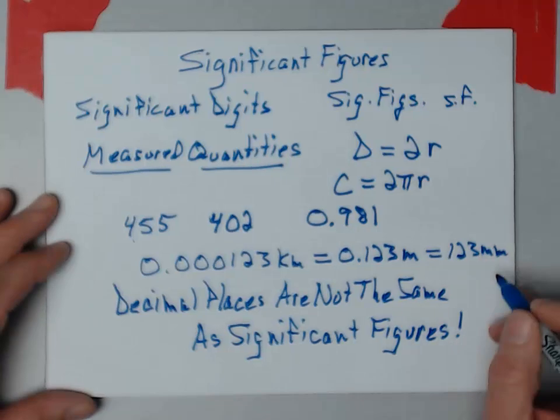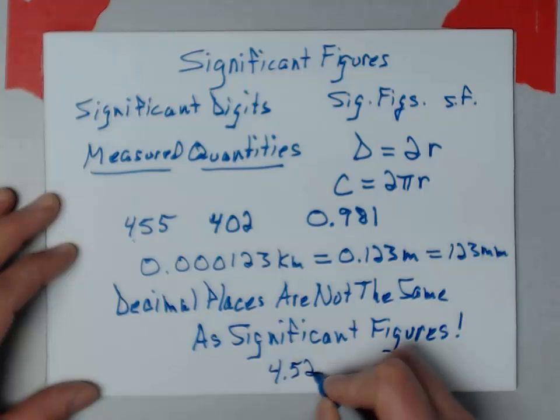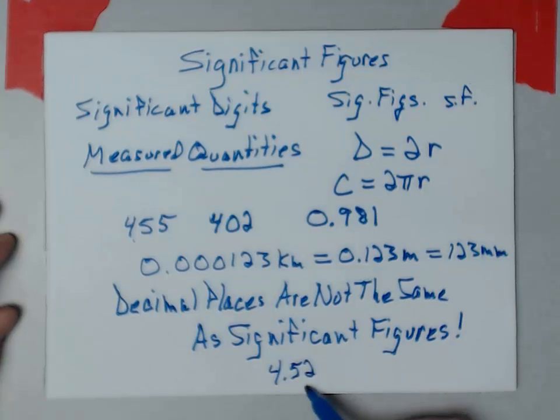A number that I write, like for instance 4.52, has 2 decimal places, or I've written it to 2 decimal places, but it has 3 significant figures. So that's something that we have to concern ourselves with.